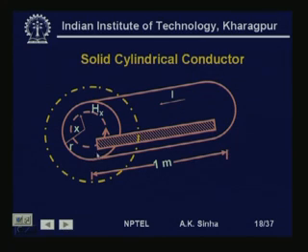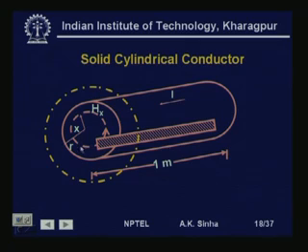Another assumption that we make here in finding inductance is that the current density inside the conductor is uniform. Though we have seen that the current density at higher frequencies is not uniform, at lower frequencies of 50 hertz or 60 hertz it is more or less uniform. So, this assumption is generally made.